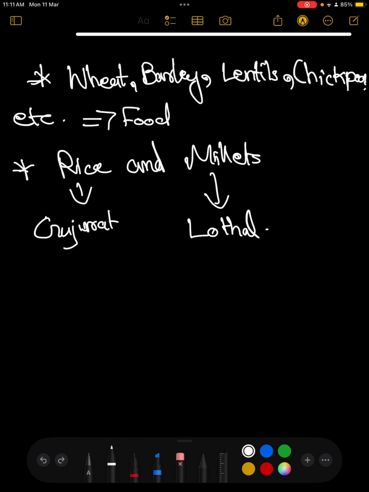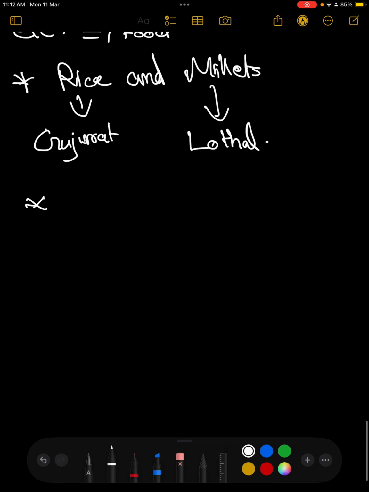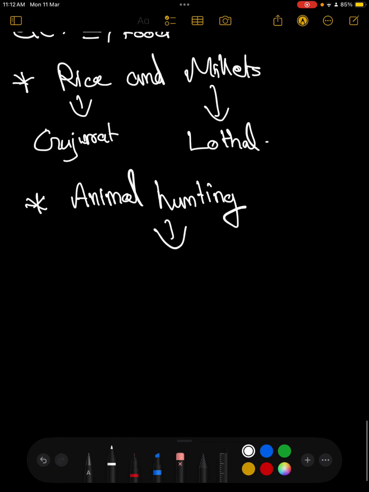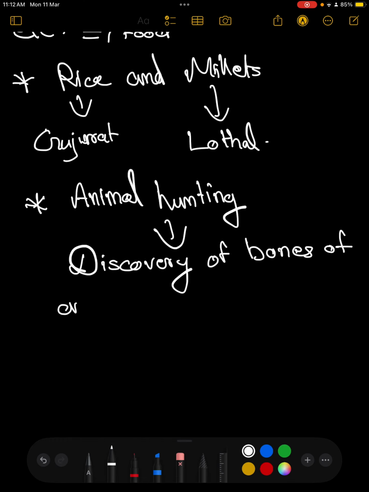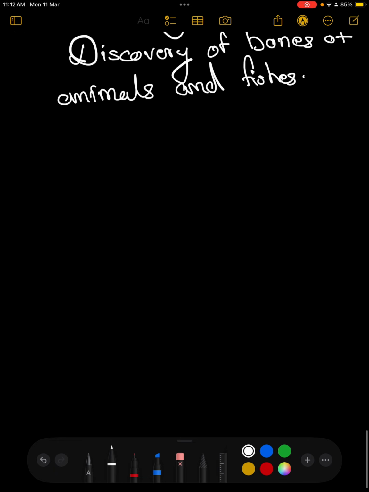So these were the crops that they used to cultivate as subsistence for food. The next one is also rice and millets: rice was cultivated in Gujarat and millets were cultivated in Lothal. And the last one is animal hunting, which was confirmed through the discovery of bones of animals and fishes. Okay, now we have finished subsistence strategies.